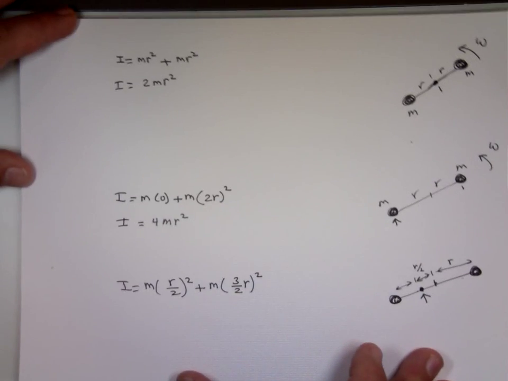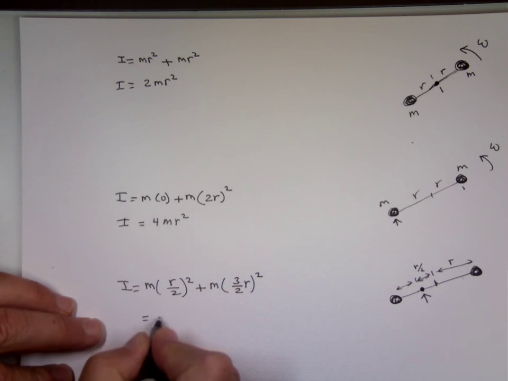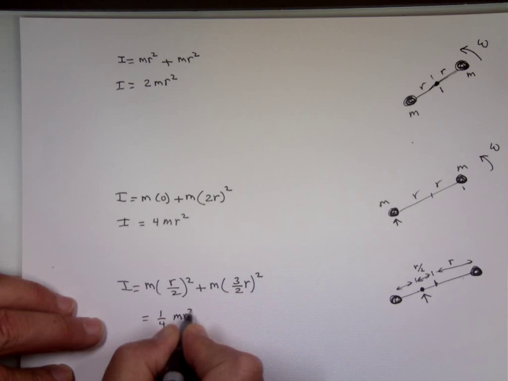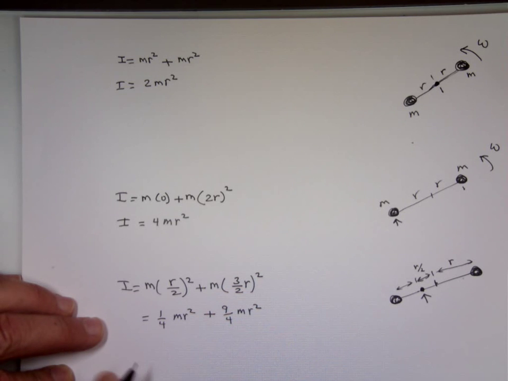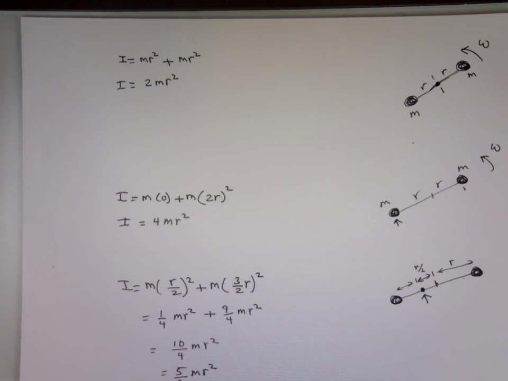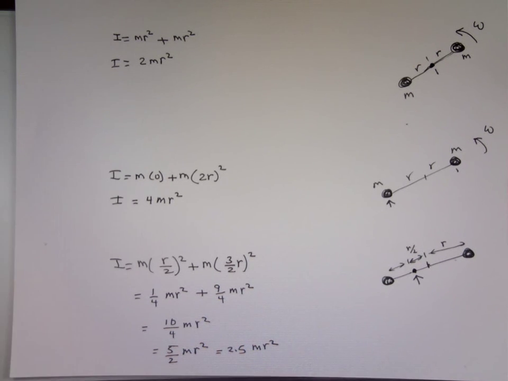So notice the same dumbbell has different inertia based on where I spin it. This is 1/4 mr squared plus 9 over 4 mr squared. And you end up with what? 10 over 4? Or divide by 2, is that 5 over 2? 2.5 mr squared. So the inertia changes based on where the pivot point is, where you're spinning it.